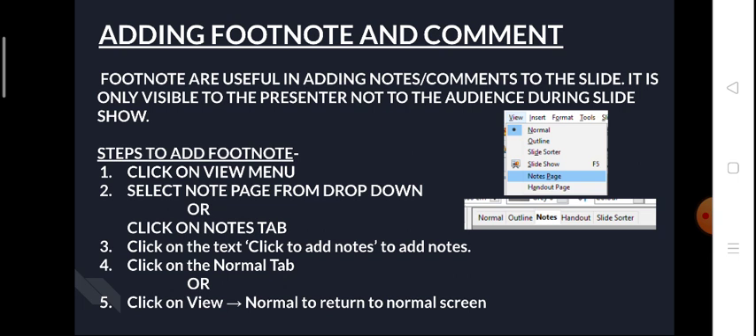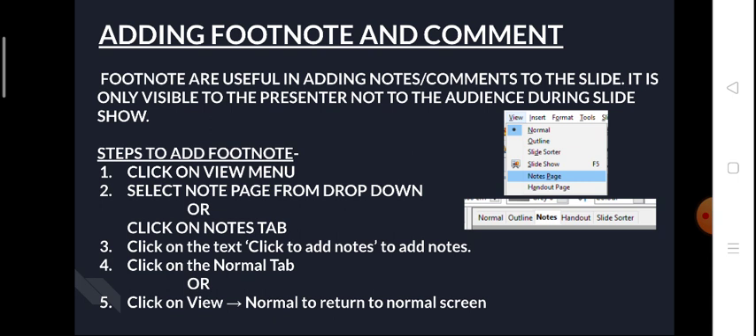Next option we have in OpenOffice Impress is adding footnotes and comments to our slide. So what is a footnote? Footnotes are useful for adding notes or comments to the slide. They are only visible to the presenter, not to the audience during the slideshow. So we can add notes and comments to the slide, and these notes are useful to the presenter while presenting the slides to the audience. These notes will not be visible to the audience during the slideshow.